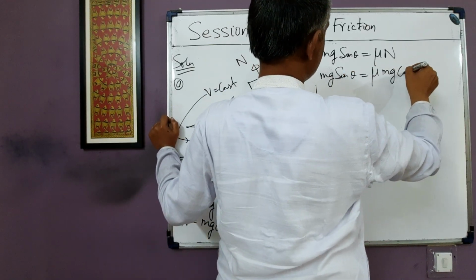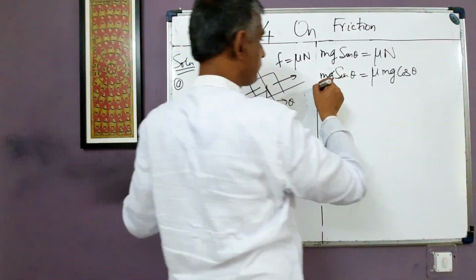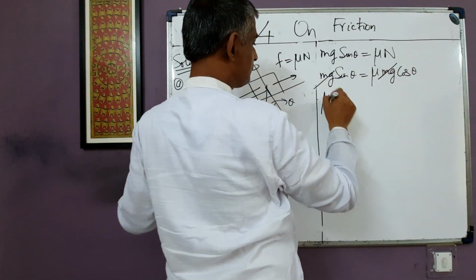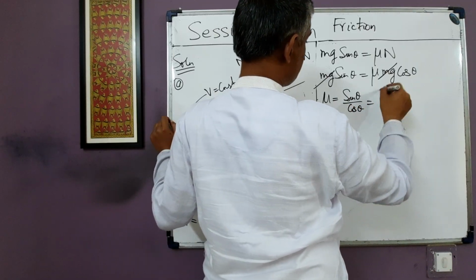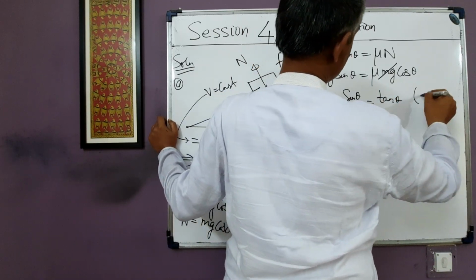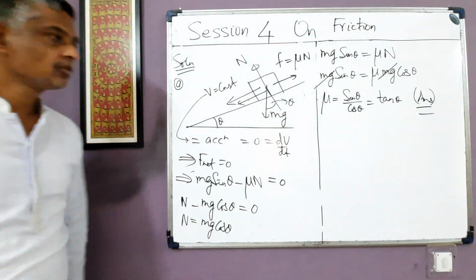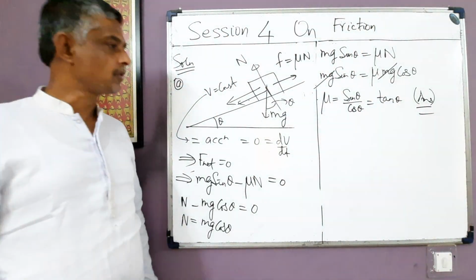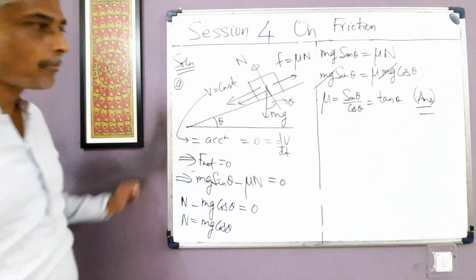Mu into mg into cos theta. Now mg goes away. So mu becomes equal to sin theta by cos theta, which is nothing but tan theta. This is the answer to the first part of the question. So mu is equal to sin theta by cos theta, that is equal to tan theta.